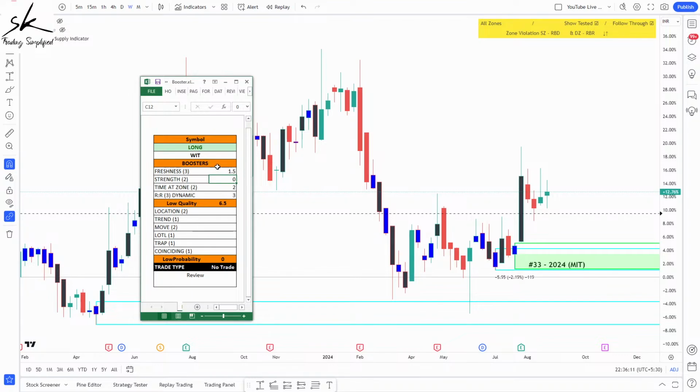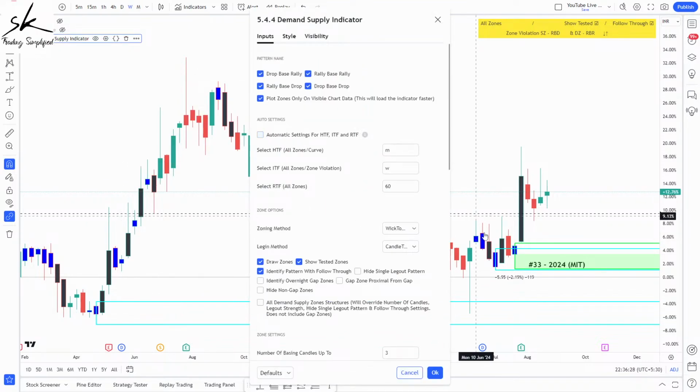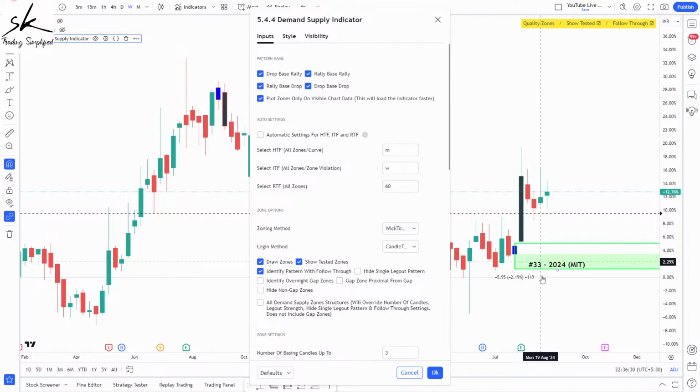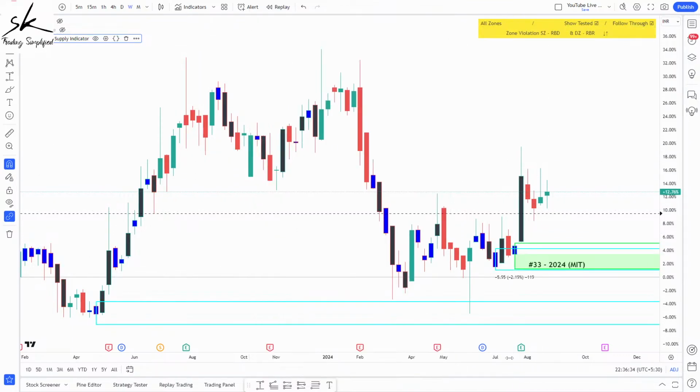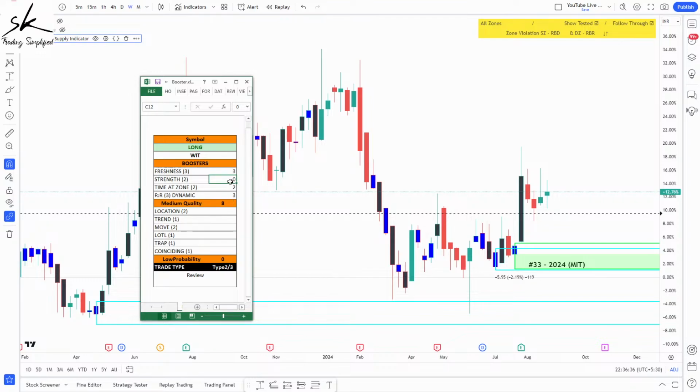So if you talk about freshness, you can see on this particular time frame, now this zone is a fresh zone. After leaving the zone, prices have never been back. So this can be upgraded to a score of 3, because now the zone is a fresh area on the intermediate time frame. Similarly, if you talk about the strength, now for a second, if I remove automatic settings, you can see with the quality zone settings, this is an explosive move, which means I can even upgrade my strength to a score of 2.